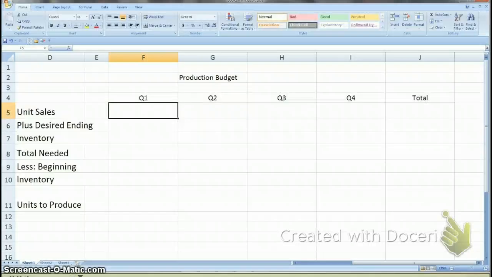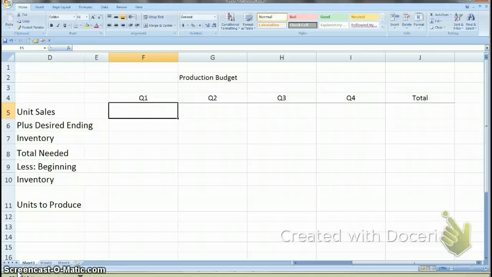So whenever you set up your production budget, you're going to have your quarters or months across the top here, and they typically want you to calculate a total as well for the whole year. It will be for the year or a quarter depending on whether you're looking at months or quarters. Then on the left hand side down vertically you will have the description of what you're going to calculate. Here we're going to start with unit sales, add ending inventory, which gives us total needed, less beginning inventory, and that'll tell us how many units we need to produce.